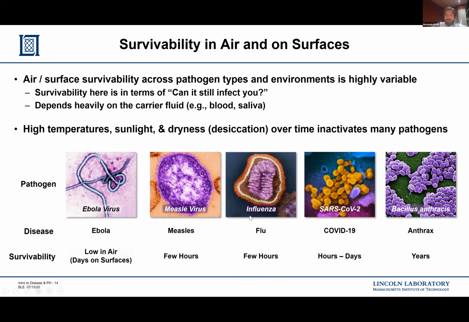Measles and influenza, these two can survive for a few hours in the air and on surfaces. So if you're around somebody, they can infect you just from breathing in the same office for an hour or two. COVID-19 is sort of hours to days. It has a longer survivability, particularly on surfaces. And then something like Bacillus anthracis, as I mentioned, can survive for years in the air and on surfaces.